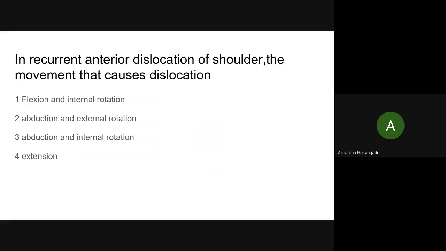In recurrent dislocation of the shoulder, what is the movement that causes the dislocation? The patient will be normal. In what movement does it suddenly keep dislocating? Very easy.